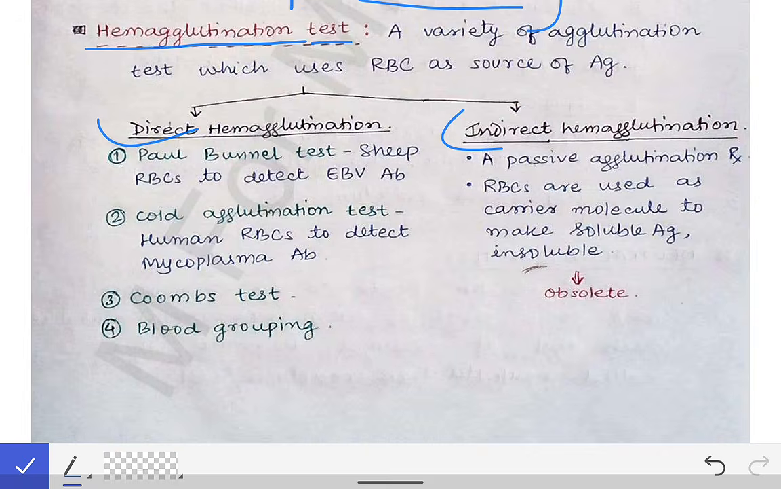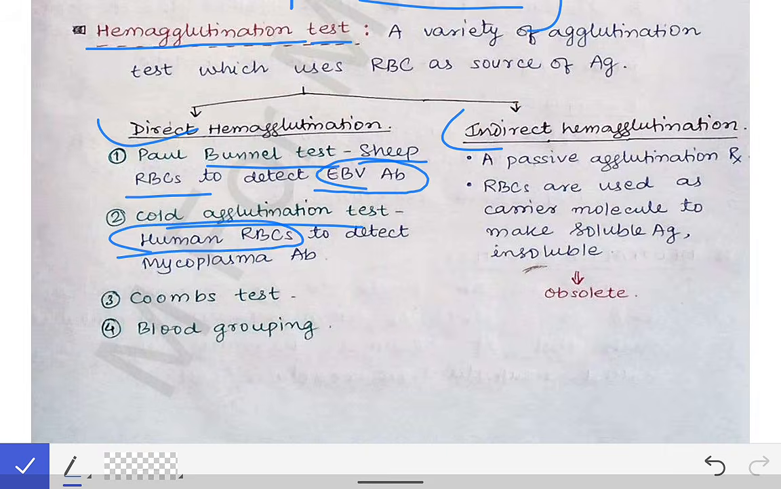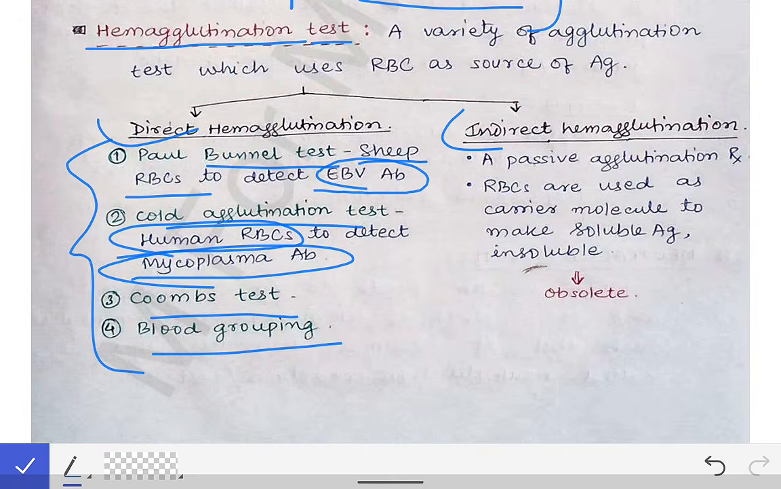What is the Paul Bunnell test? In the Paul Bunnell test, we are utilizing the sheep RBCs to detect the Epstein-Barr virus antibody in the patient's sera. Similarly, in the cold agglutination test, the human RBCs are used to identify the mycoplasma antibody in the patient's sera. Similar is the Coombs test and the blood grouping. So these are all the four examples of the direct hemagglutination test.